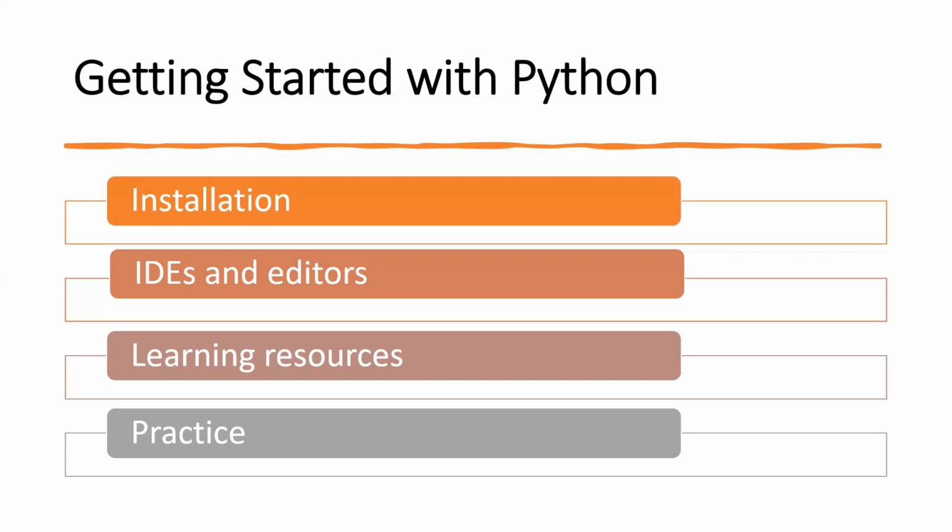Number 4, practice. The best way to learn Python is to practice writing code. Start with simple exercises and gradually move on to more complex projects. Practicing coding to solve problems will sharpen your skills.